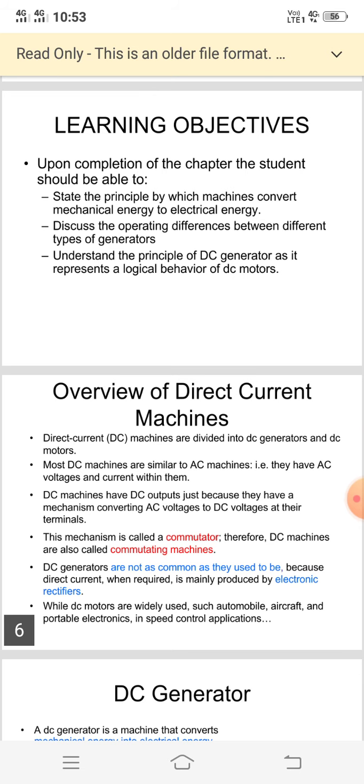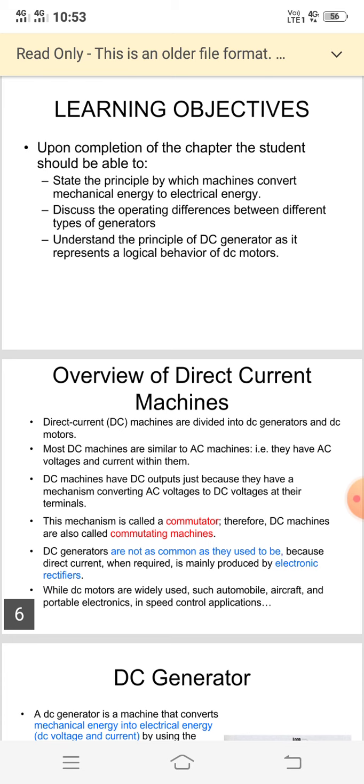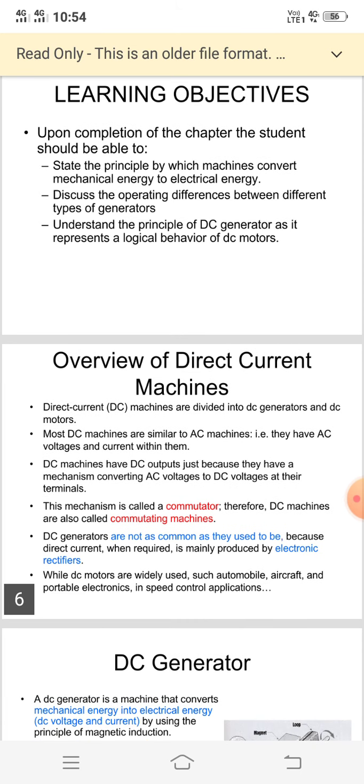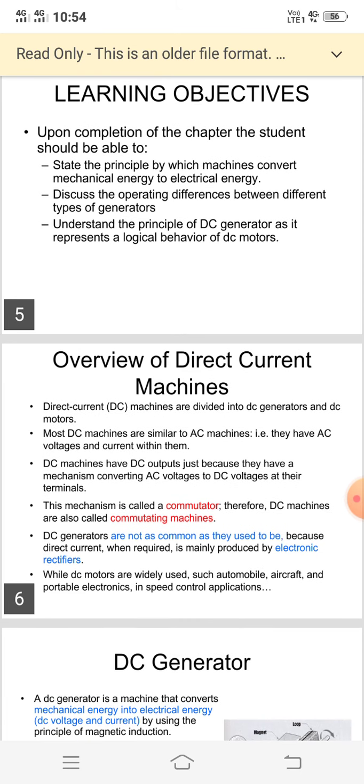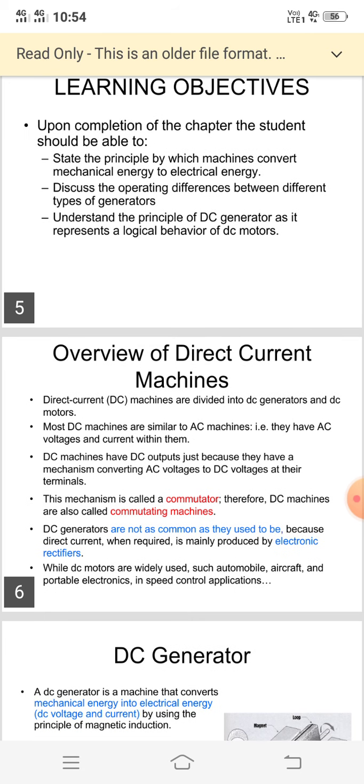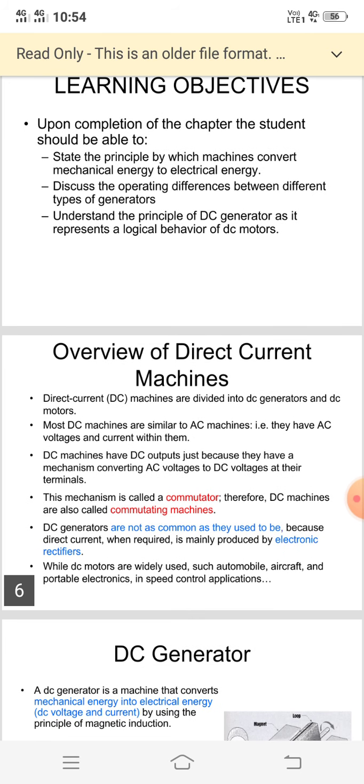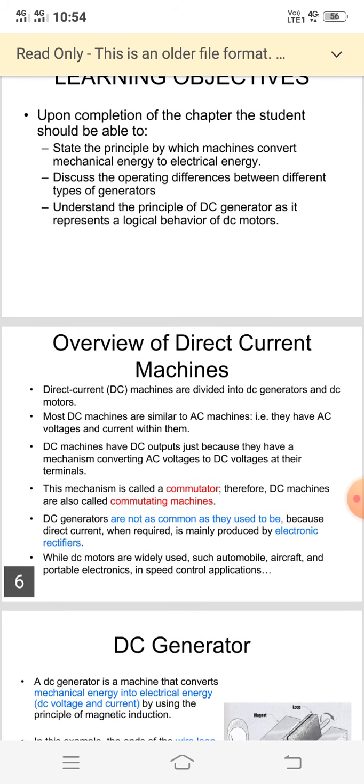In this direct current machine, or DC machine, there are two classifications. One is DC motor, another one is DC generator. Both motor and generator come from the DC machine. We just have to know about DC machine operation.